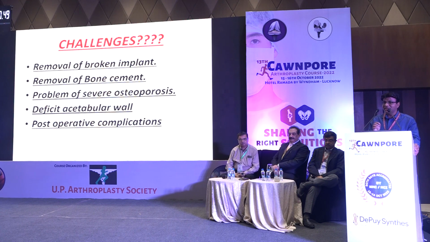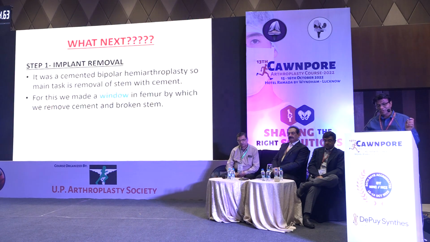Removal challenges in this case: removal of the broken implant, removal of bone cement, severe osteoporosis, osteopenia, a deficient acetabular wall, and post-operative complications also. And how to proceed? First of all, implant removal. It was a cemented bipolar hemiarthroplasty, so the main task is removal of the stem with cement.